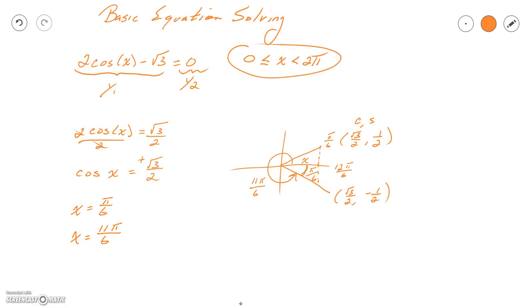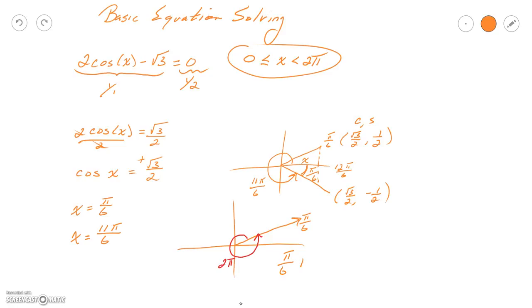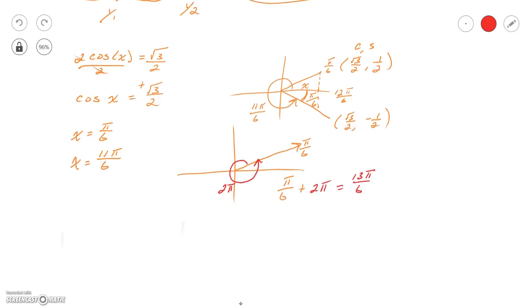Sometimes they're going to say find all of the angles, not just 0 and 2 pi, but find all of the angles. And so that's a little bit different. We're going to start with pi over 6, right? So there's my pi over 6 angle. But if I want to find another angle who also has a cosine of positive radical 3 over 2, from this pi over 6, I can add another 2 pi, right? So what that gives me is pi over 6 plus 2 pi, which is pi over 6 plus 12 pi over 6, so that's 13 pi over 6. So that would be a solution, 13 pi over 6.